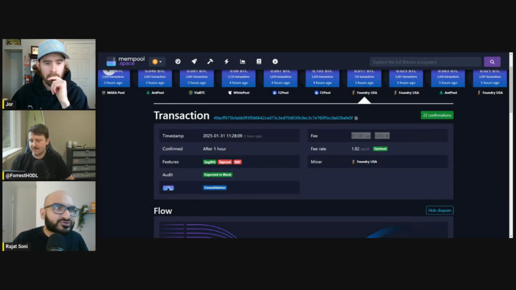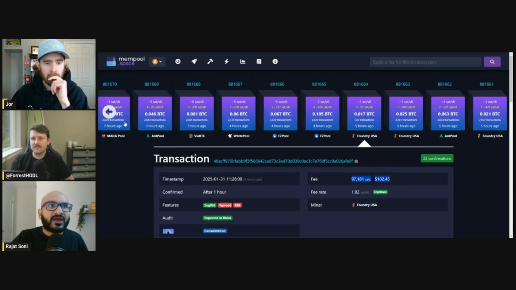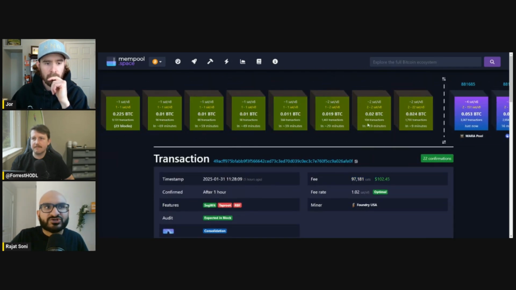You can actually set your own transaction fee. You can set it to 1 sat per vByte. I think you're fine. Don't panic too much. Don't worry about it.